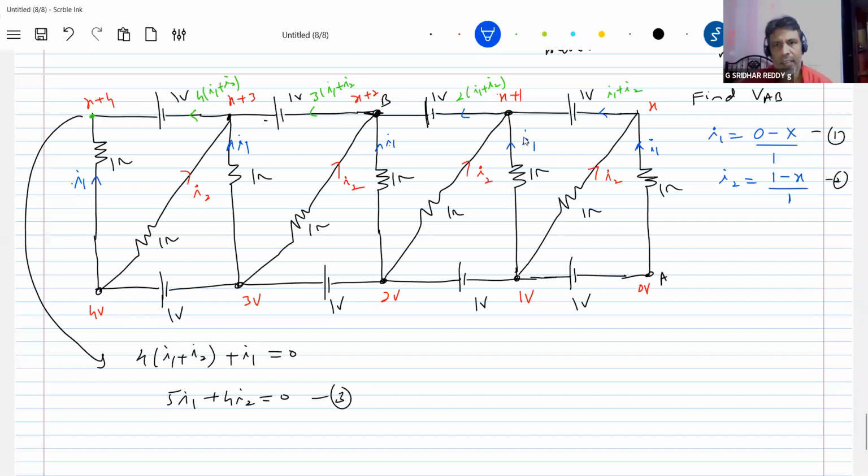So we'll get I1. Once you know I1, then we can write the potential difference. So VAB should be VA minus I1 into 1 plus 1 plus 1, minus VB, which is 0. Substituting the value of I1, we'll get the required answer. VAB will be minus 22 by 9 volt.